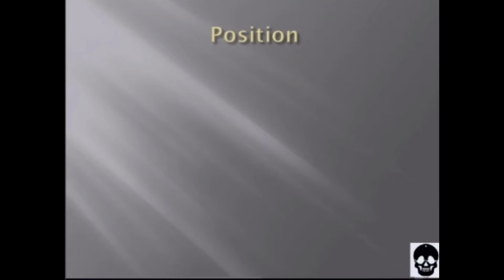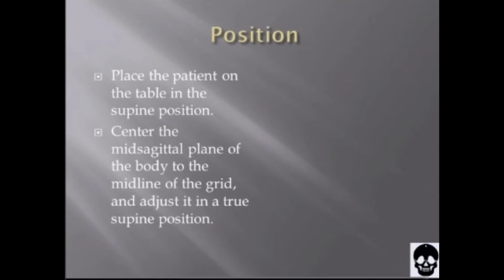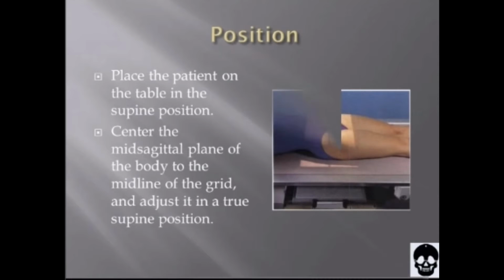Patient position. Place the patient on the table in the supine position. Center the mid-sagittal plane of the body to the midline of the grid and adjust it in a true supine position. Note, do not attempt to rotate the legs if fractures involving the hips are suspected.